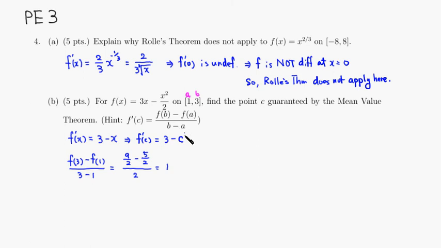Then we just want to make sure that these are equal to each other. So we have 3 minus c has to be equal to 1. Then we can subtract the 3 from both sides, so negative c is equal to negative 2. Then we can multiply by negative 1 to get c is equal to 2. So we found the value of c that way. That's it. I hope that this was clear.